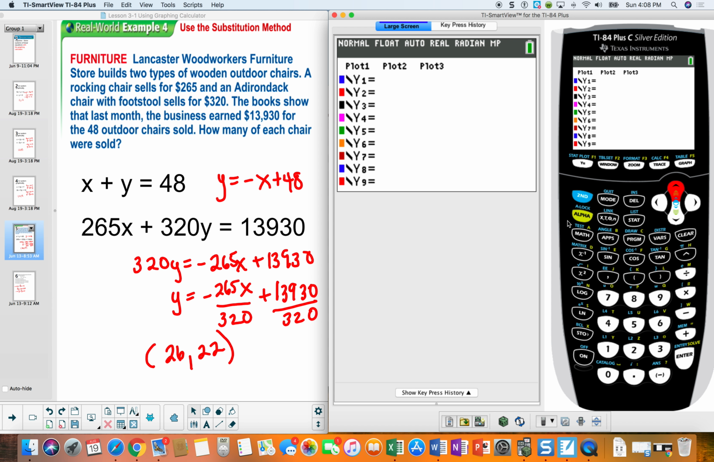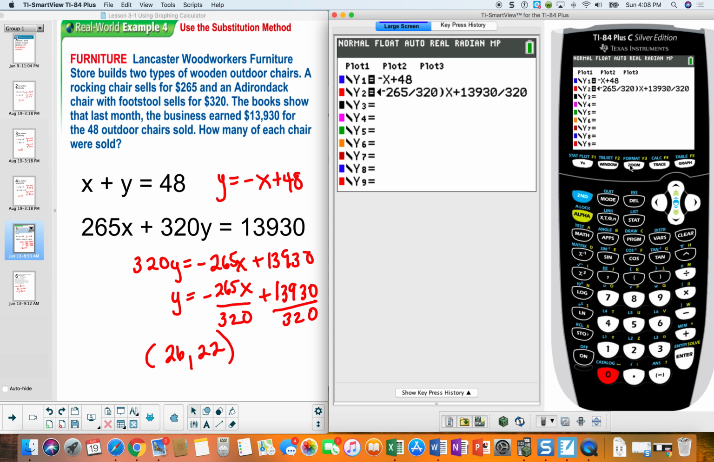First I'm going to write the first one, which is opposite of x plus 48. Those are our chairs. And now here's the cost of them: parentheses, negative 265 divided by 320, parentheses, x, and then plus, and give it that whole number, don't do any rounding, 13930 divided by 320. Let the calculator do the work.